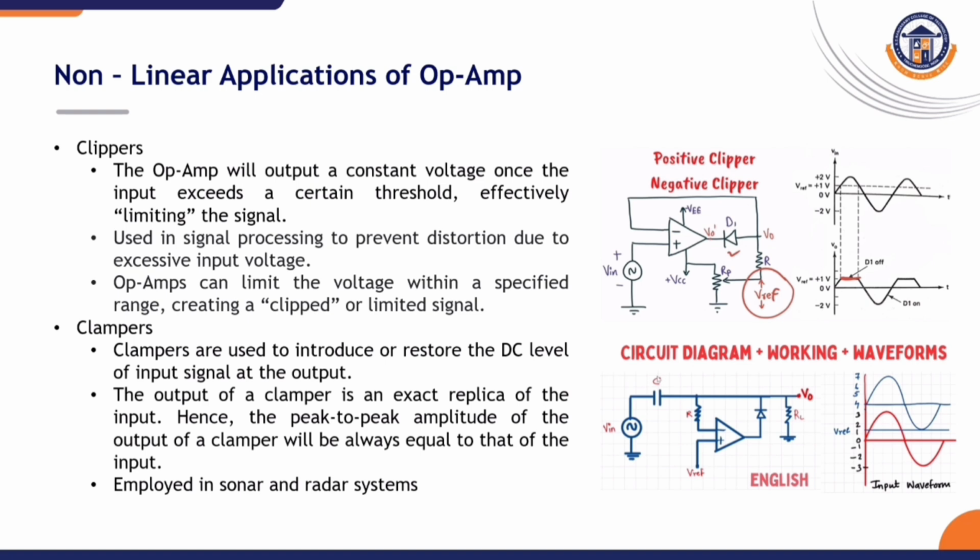In nonlinear applications such as comparators, Schmitt triggers, oscillators, clippers and clampers, the op-amp works as a decision-making or waveform shaping device, producing digital-like outputs or controlled signals. Because of this flexibility, op-amps are widely used in audio systems, communication circuits, control systems, data converters, VLSI and mixed signal ICs. Understanding these applications is fundamental for analog circuit design and will help you to analyze and design real world electronic systems effectively.